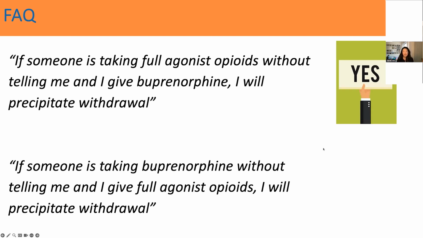On the other hand, if someone is taking buprenorphine and they don't tell me, and then I prescribe a full agonist like morphine, I will precipitate withdrawal. Yes or no?